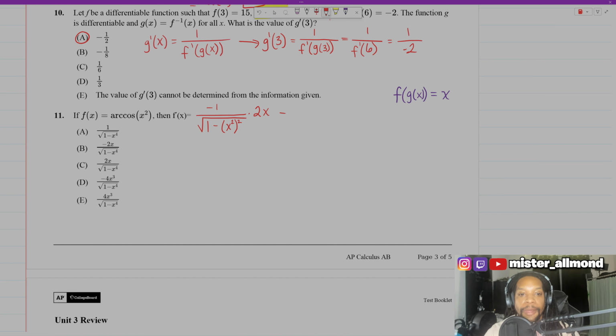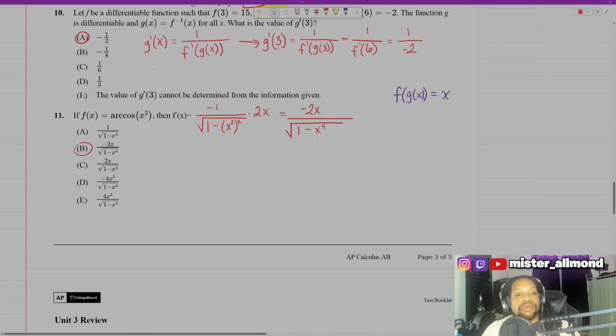I'm going to simplify. My numerator looks like it's a -2x, and I actually got blessed because I think that's the only answer choice with a -2x in the numerator. And if I simplify the bottom, I get a 1 minus, if I take x squared and square it, I do get x to the 4th. So that exactly matches up with answer choice B. Not too bad of a question.